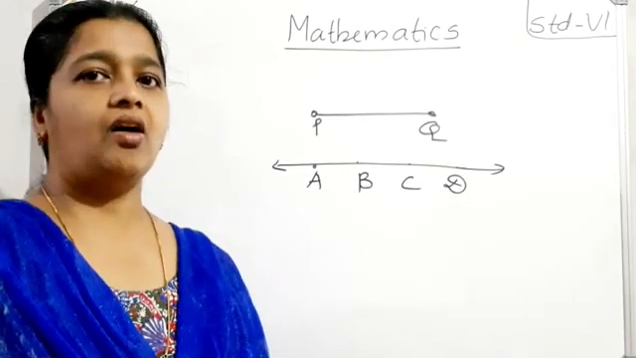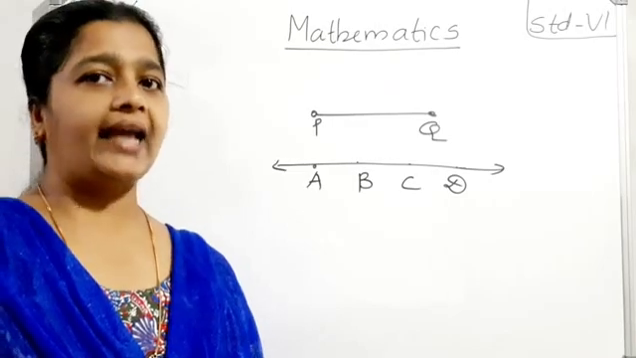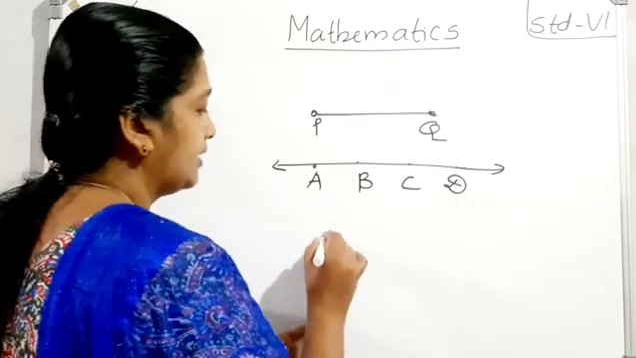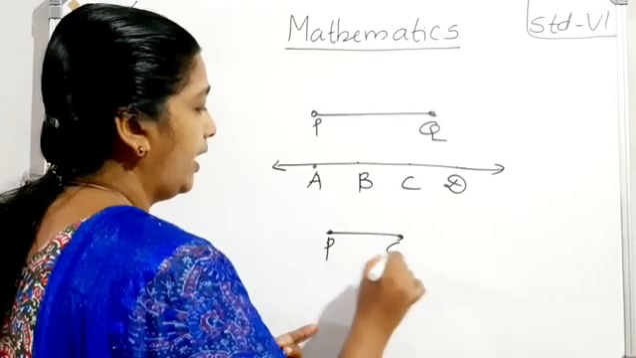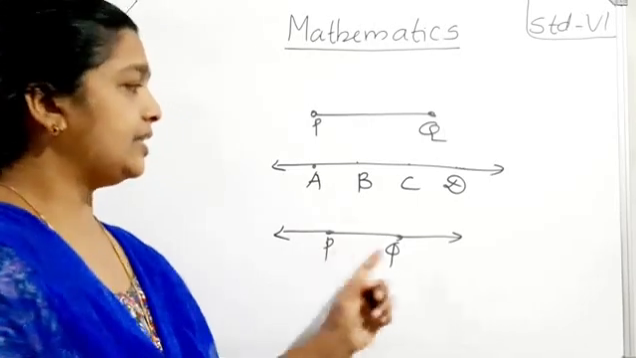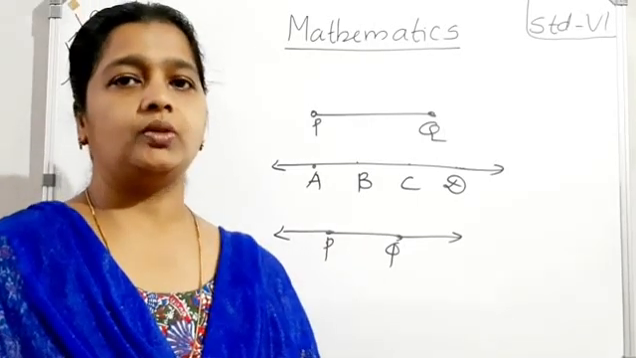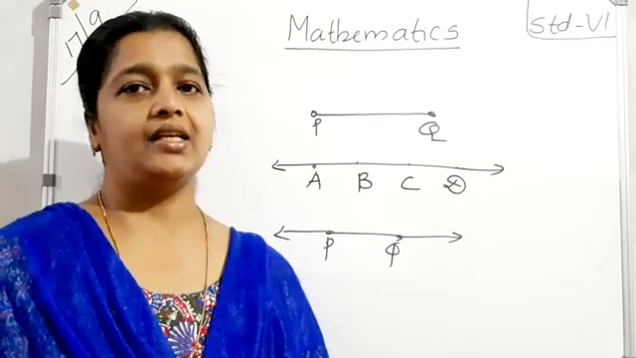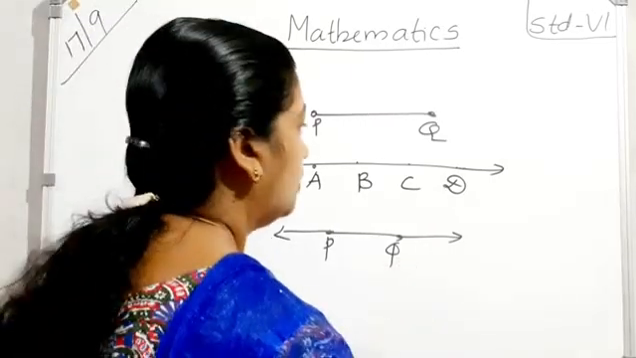Yes. Next, what is a line? A line segment extended in both directions. That is, this is PQ and this extends in both directions. That is line PQ. A line has no endpoints. Understand? Yes. So, next one question.